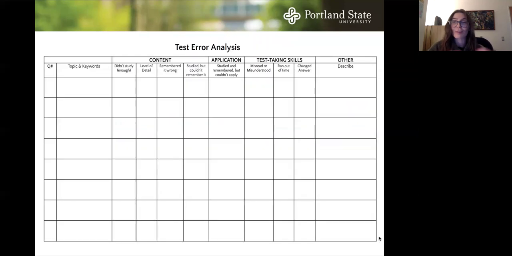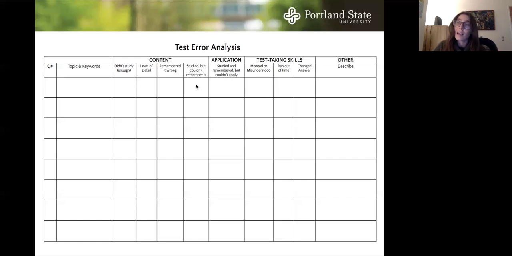So this is what the test error analysis sheet looks like. This is something that I'd recommend everybody do with their midterm. You're putting in the question number, whatever kind of topic or keywords or content that question is about, and then just putting a check mark on: did I study this enough? Did I know it to the level of detail? Did I remember it wrong?